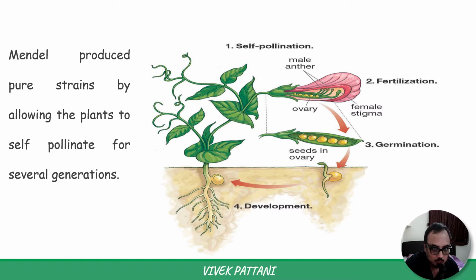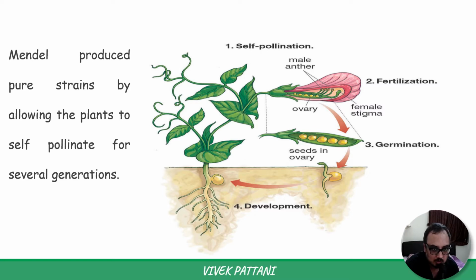Mendel selected about 14 true-breeding pea plant varieties as pairs which were similar except for one character with contrasting traits. Some of the contrasting traits selected were smooth or wrinkled, yellow or green seeds, smooth or inflated pods, green or yellow pods, tall or dwarf plants, etc. Mendel produced pure strains by allowing the plants to self-pollinate for several generations.